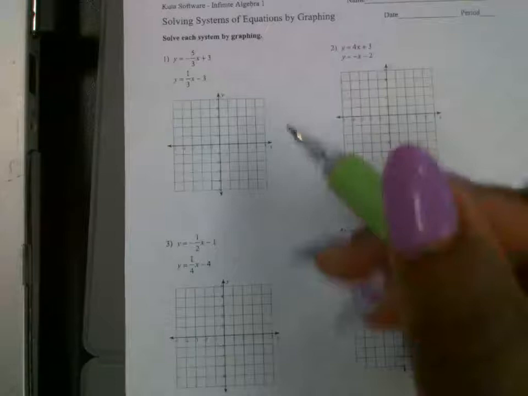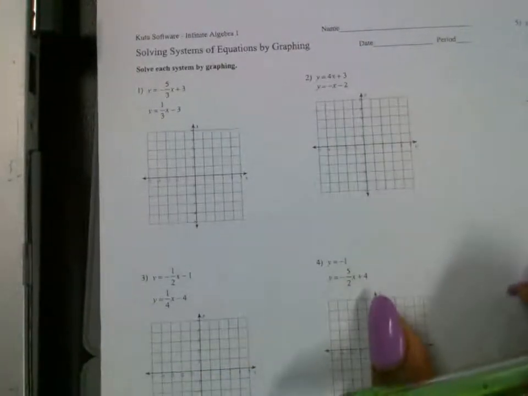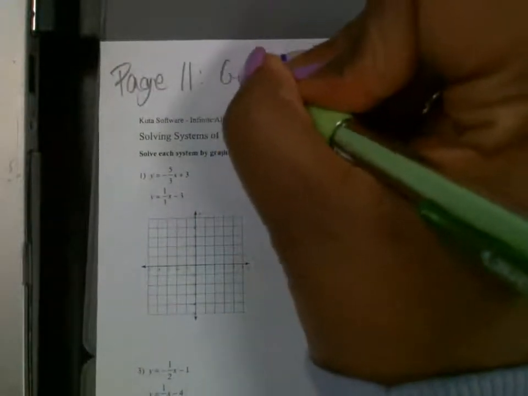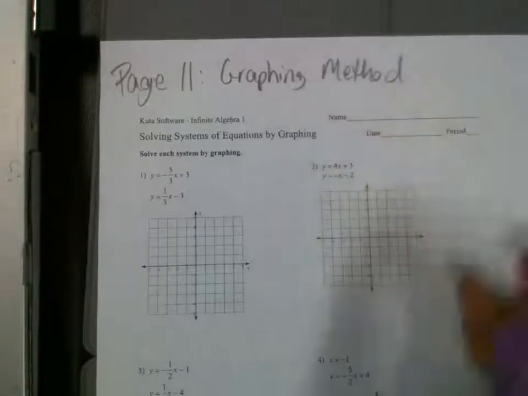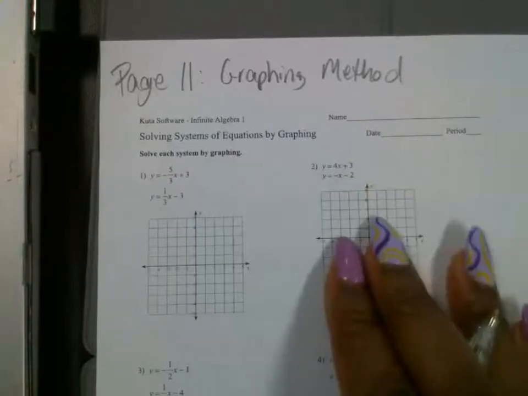This is what I want you to do at this time. I want you to do the problems that are on this page. It's 8 problems. I'm going to give you about 7-8 minutes to do these. It shouldn't take you that long. Then we're going to paste this in our notebook. This is going to be page 11. The title of this page is Graphing Method. Questions, comments, or concerns? Okay, I'm going to set the timer. Please work on this.